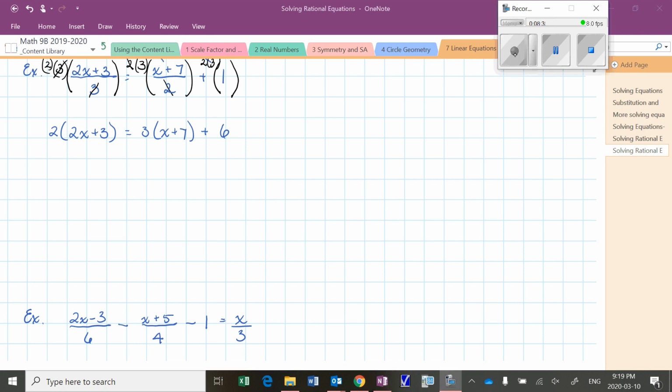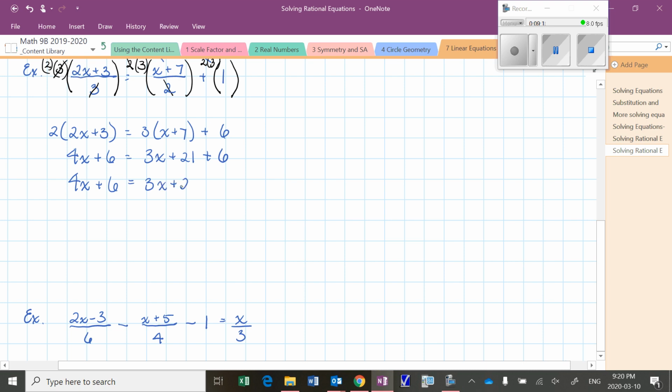Okay, so if you tried it on your own, then perhaps what you did was you distributed that 2. So if I've got 2 groups of 2x plus 3, that's the same as having 4x plus 6 is equal to 3 times x plus 7, or 3 groups of x plus 7 means we have 3x plus 21, and then plus the 6. And we're not multiplying the 3 times the 6 because, of course, the 6 is not within the brackets. And then let's clean up that right side, 21 plus 6. So we've got 4x plus 6 is equal to 3x plus 27.